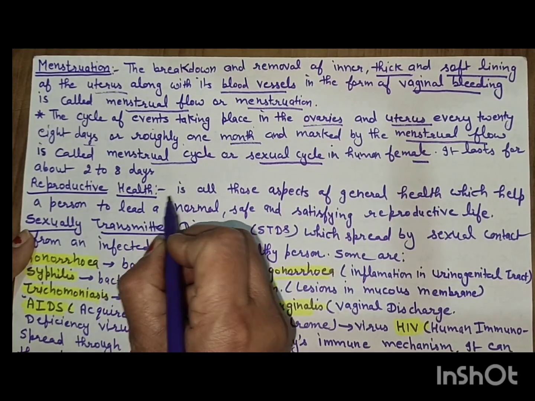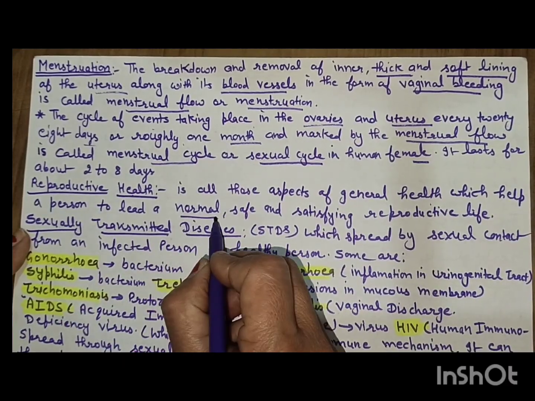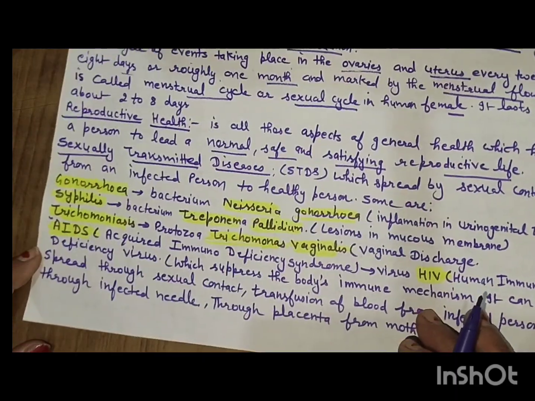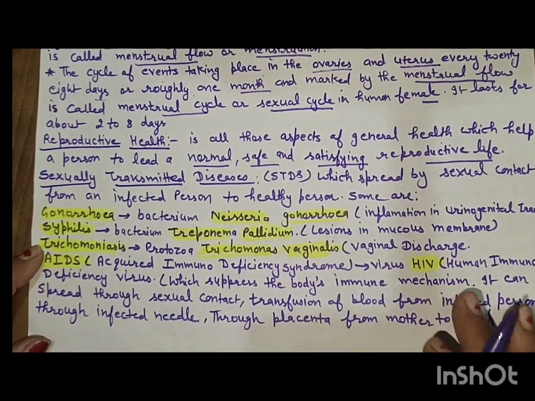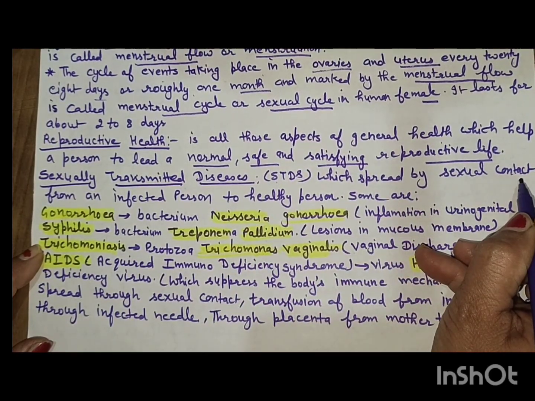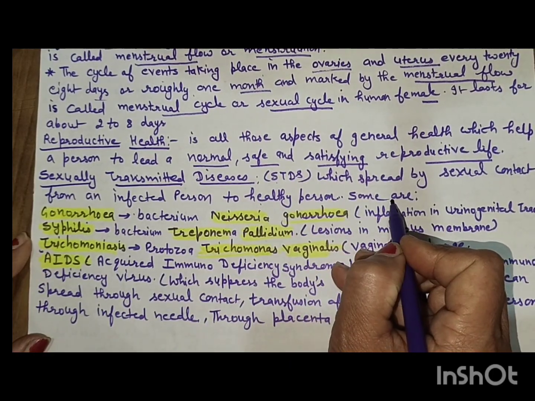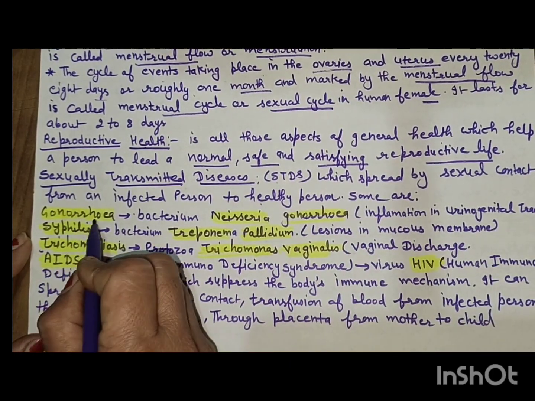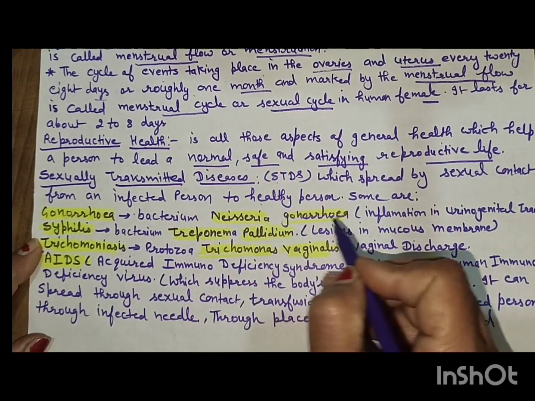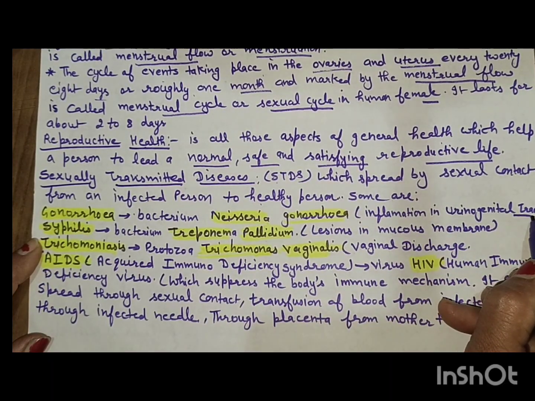Reproductive health. Reproductive health is all aspects of general health which help a person to lead a normal, safe and satisfying reproductive life. Now, sexually transmitted disease or STD: these spread by sexual contact from an infected person to a healthy person. Some sexually transmitted diseases are gonorrhea. Gonorrhea is spread by the bacterium Neisseria gonorrhoeae. It causes inflammation in the urinogenital tract.